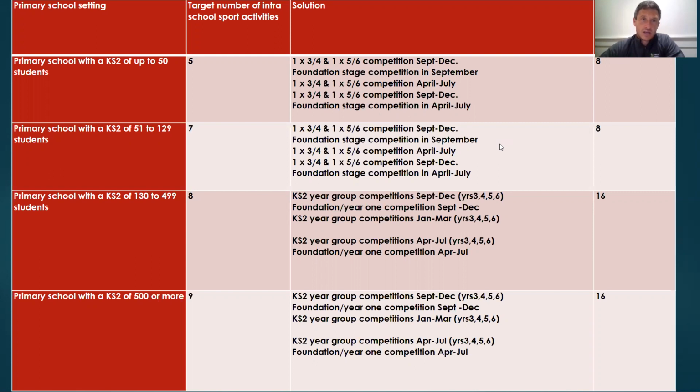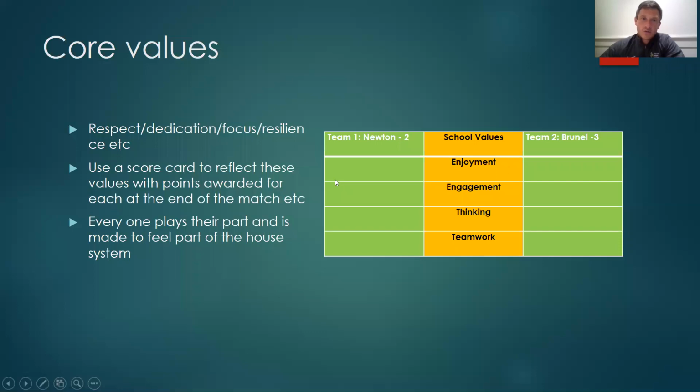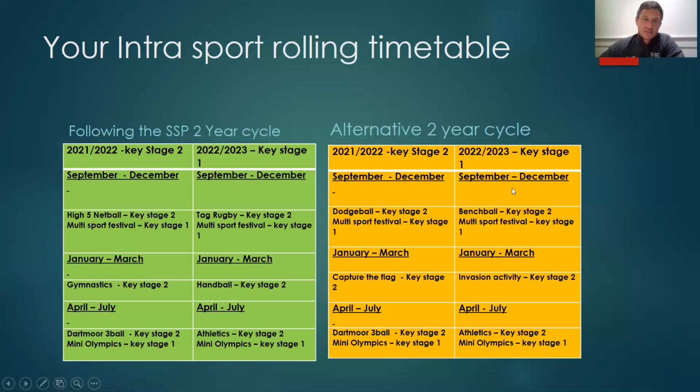So on the left-hand side, target number of intra-school sport activities. If we take the first one, for example, primary school with a Key Stage 2 up to 50 students, 5 activities is a targeted number. Based on what I've just shown you, that gives you 8. And if we go back to that really quickly, you'll see that it is quite achievable. If we look at the table that we produced, it is quite achievable.